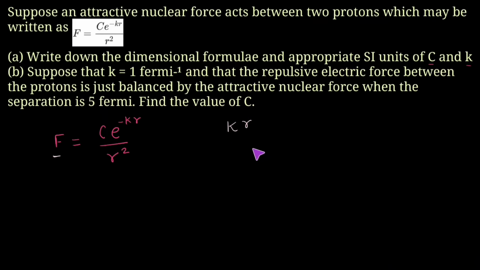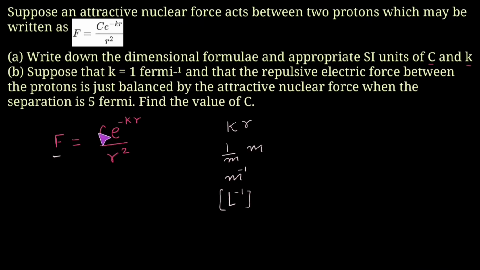The unit of r is meter. When the unit of r is meter, the unit of K must be 1 upon meter. Then only it will cancel each other. So the unit of K would be meter inverse. When the unit is known to us, we can easily find the dimension as L minus 1. So the unit of K is meter inverse as well as the dimension is L inverse.